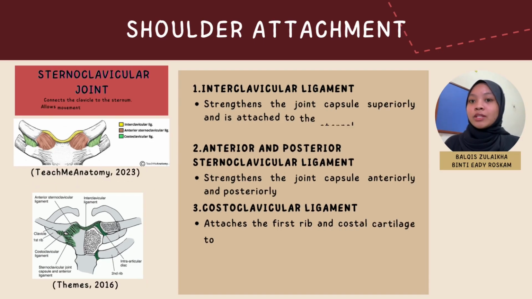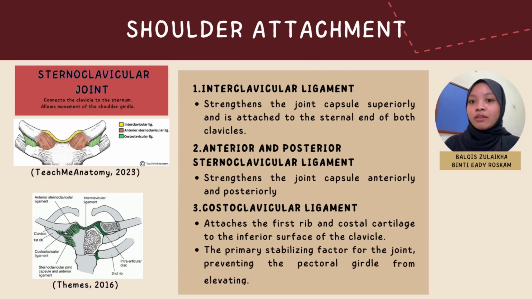Moving on to the sternoclavicular joint or SC joint. This joint connects the clavicle to the sternum, and it also allows movement of the shoulder girdle. There are three main ligaments involved in this joint, which are the interclavicular ligament, the anterior and posterior sternoclavicular ligaments, and the costoclavicular ligament. The first one, the interclavicular ligament, helps strengthen the joint capsule superiorly and is also attached to the sternal end of both clavicles. Meanwhile, the anterior and posterior sternoclavicular ligaments strengthen the joint capsule anteriorly and posteriorly.